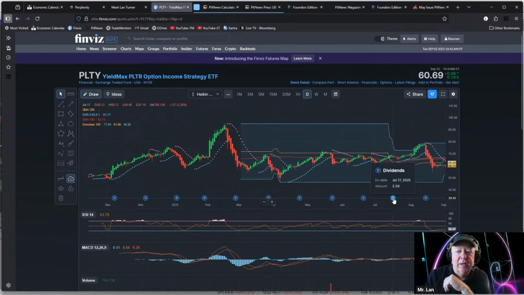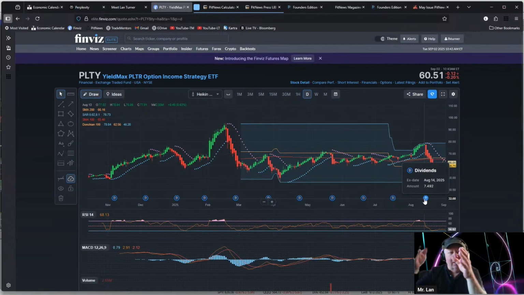And back here, you were getting $2.56 per share. Why the big difference between $2.56 and $7.49? The difference is the implied volatility. Remember, the implied volatility on the options is how they determine how big your dividend is. Again, remember, these aren't real dividends. These are distributions. They just use the dividend system within the stock market to send you your distributions.